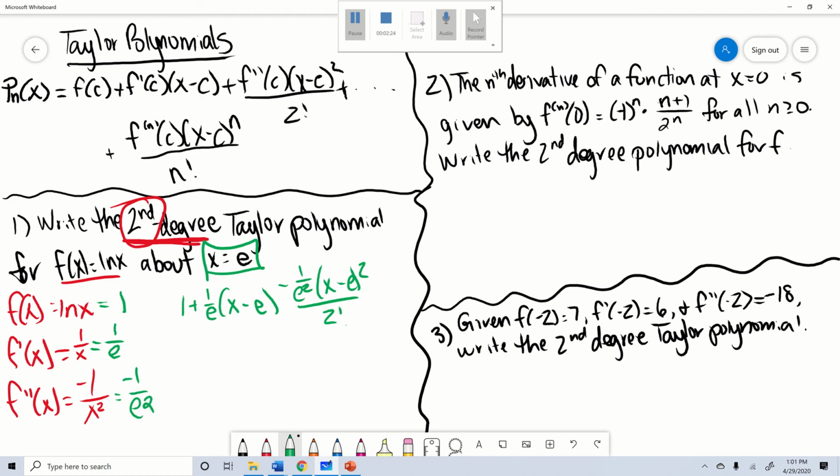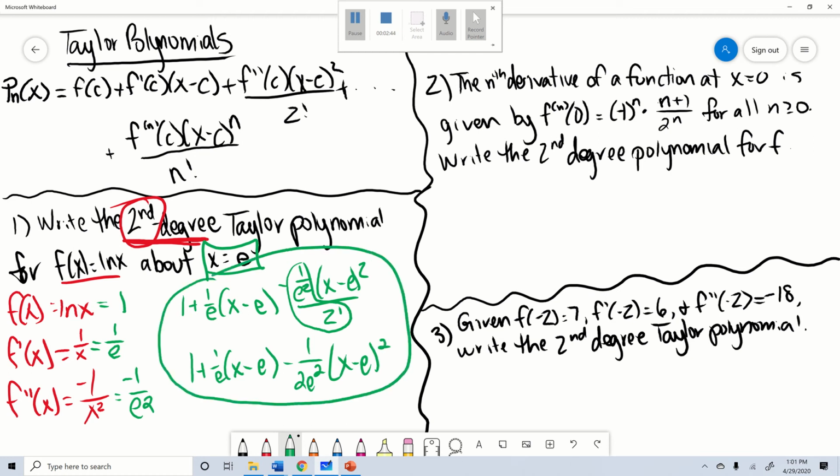Now, it is 100% right to leave it like that. You can also simplify it down. These first two terms don't change. But the second term, you would divide this by the 2 factorial, and you'd get 1 over 2e squared times x minus e squared. So either of those would be acceptable answers for your second degree Taylor polynomial. So for a question like that where it gives you the function, you literally just take however many derivatives you need, plug a number in, and then write the polynomial.